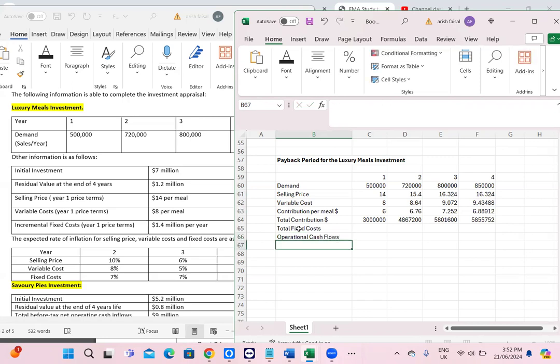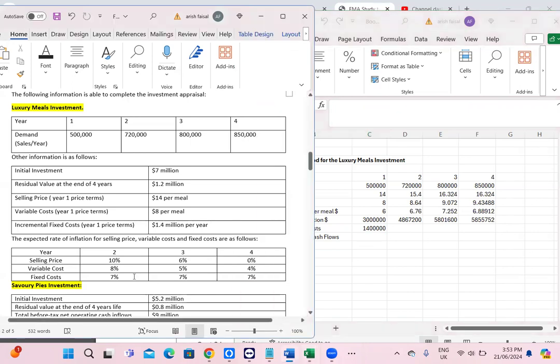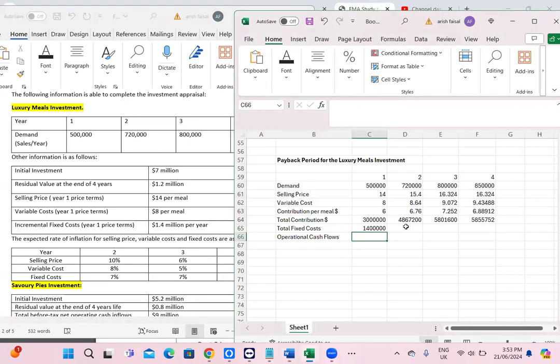Okay. So in this case, the fixed cost, incremental fixed cost in year one price term is 1.4 million. So I'm going to write down 1.4 million, but that has to be inflated by 7 percentage every year. So what I'm going to do is that I'll take 1.4 million and I'm going to inflate it by 7 percentage. So I'll multiply it by 1.07. So it will become 1498000. And if you can just simply expand it, you will get it for year 3 and 4 respectively.